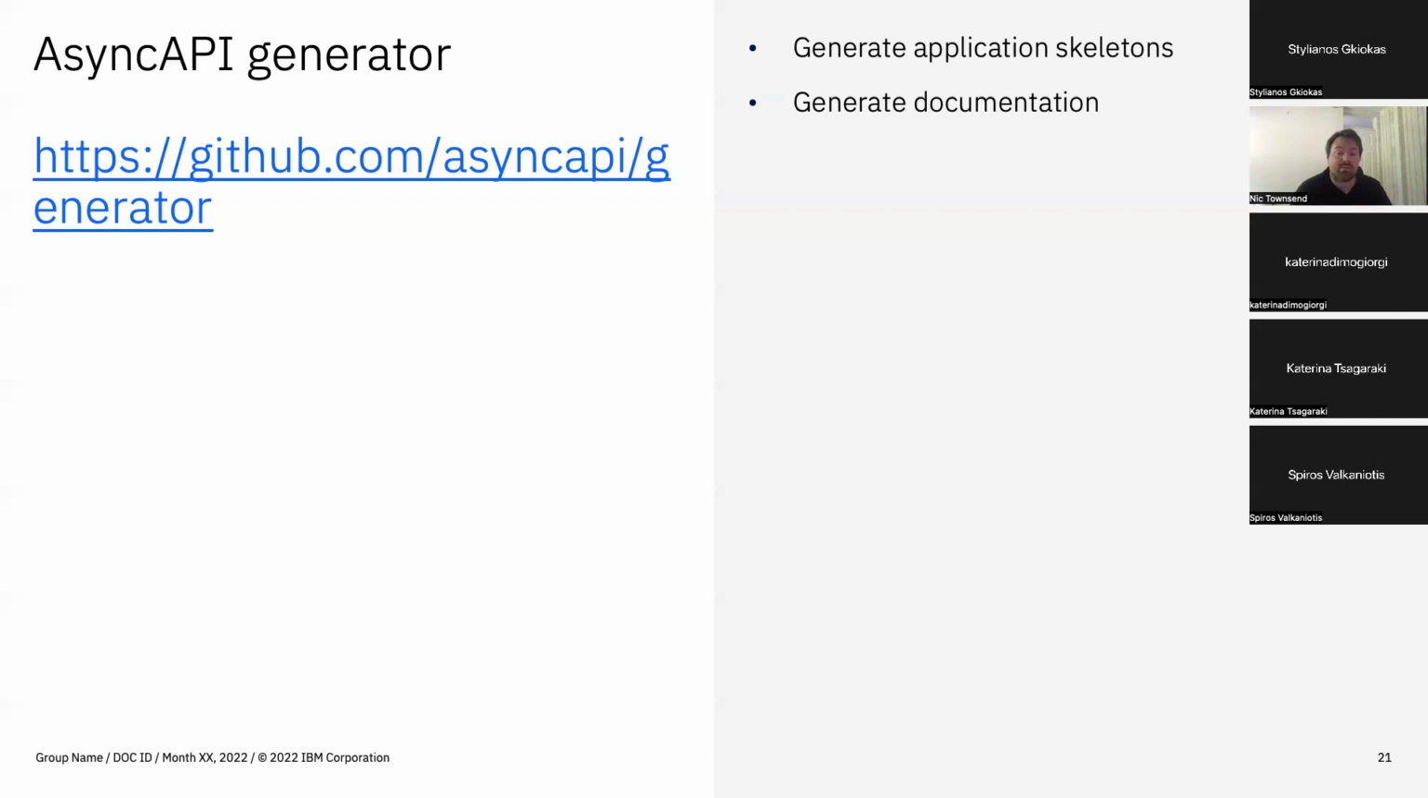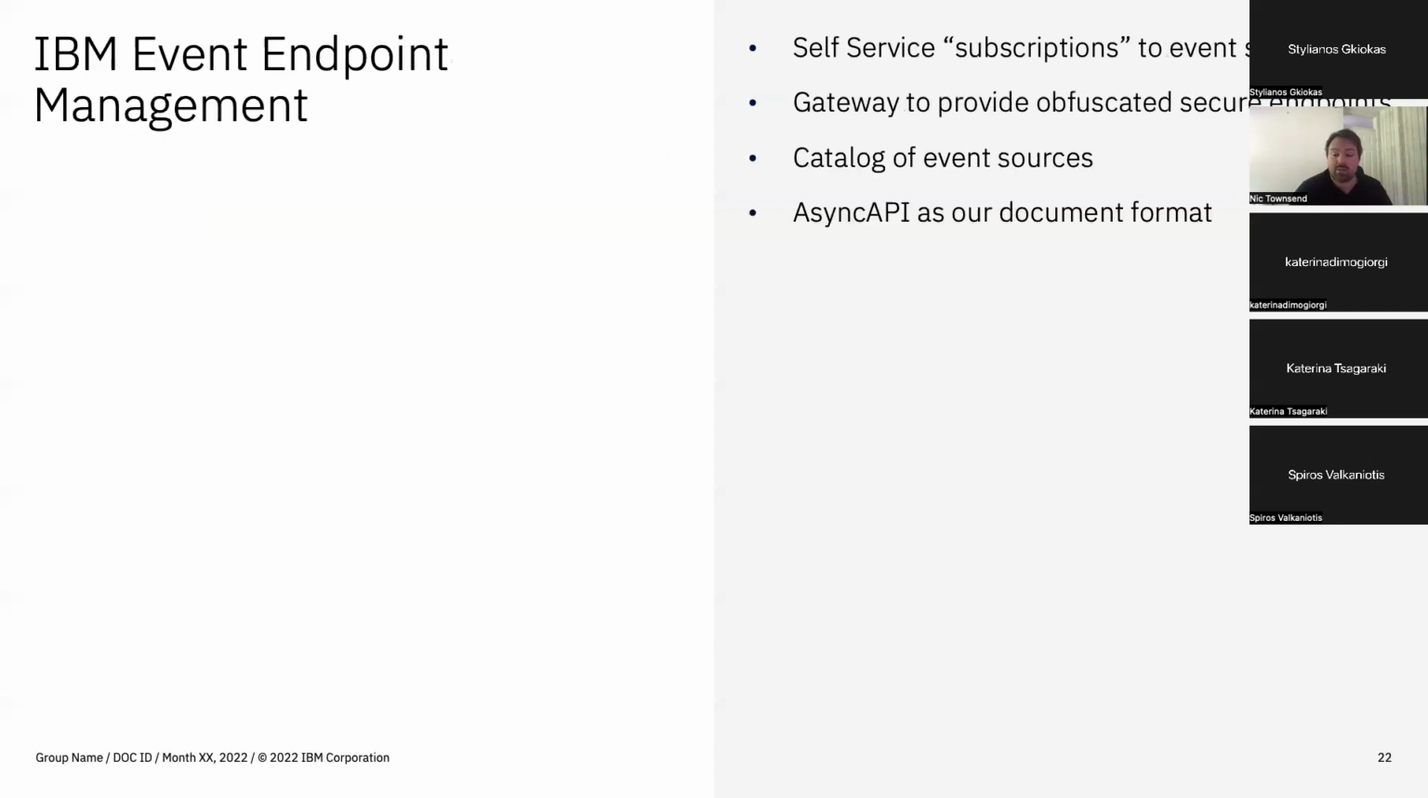And as I said, with regards to gateways, an AsyncAPI could be used to generate a particular gateway structure that you might want to put in front of your topics. Or alternatively, as part of your event endpoint management solution, you could use an AsyncAPI document as input into your gateway to generate a new endpoint that is protected and obfuscating the underlying Kafka structure. And so this is ultimately the product that IBM have built.